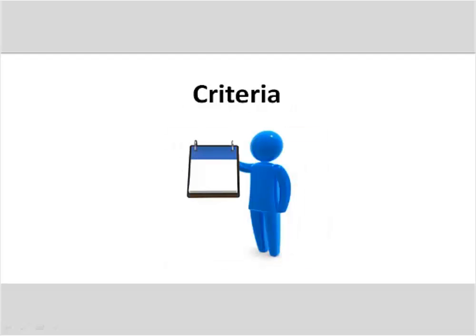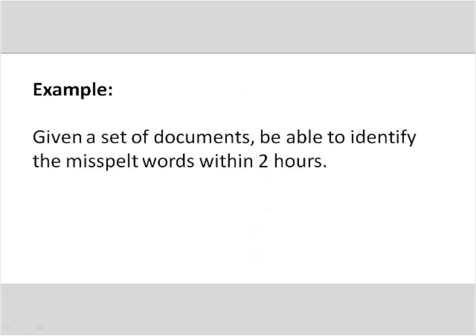The third and final component of learning objectives, according to Major, are the criteria that are acceptable for the performance. This example contains all the three components, that is, condition, criteria, and performance. Given a set of documents, be able to identify the misspelt words within 2 hours.